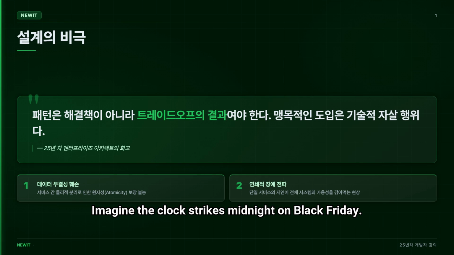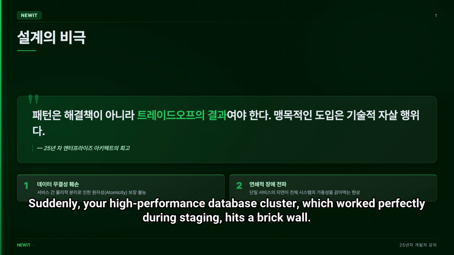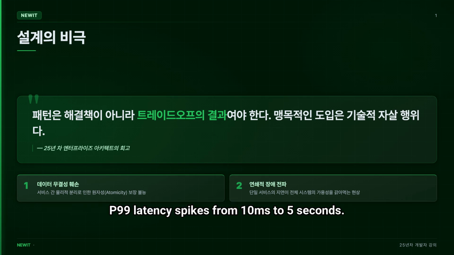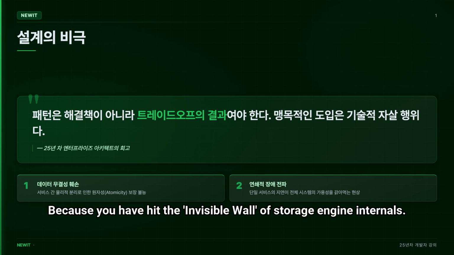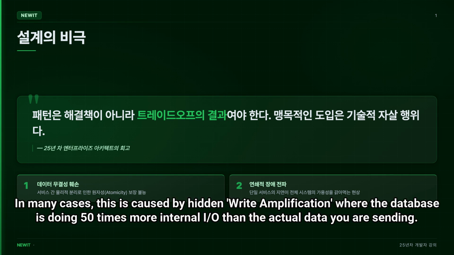Imagine the clock strikes midnight on Black Friday, your traffic surges 100x. Suddenly, your high-performance database cluster, which worked perfectly during staging, hits a brick wall. P99 latency spikes from 10 ms to 5 seconds. You scale CPU and RAM, but nothing helps. Why? Because you have hit the invisible wall of storage engine internals.